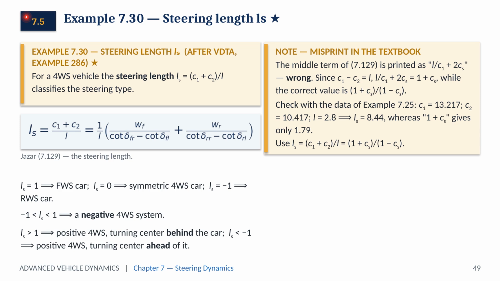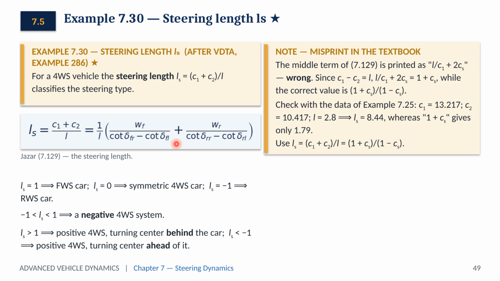Example 730 defines the steering length LS as C1 plus C2 divided by the wheelbase. It classifies the layout. LS equal to 1 is a front-steered car, 0 is a symmetric 4WS car, minus 1 is a rear-steered car, and values in between are negative 4WS systems. If LS exceeds 1, we have positive 4WS with the turning center behind the car; below minus 1, the turning center is ahead of it.